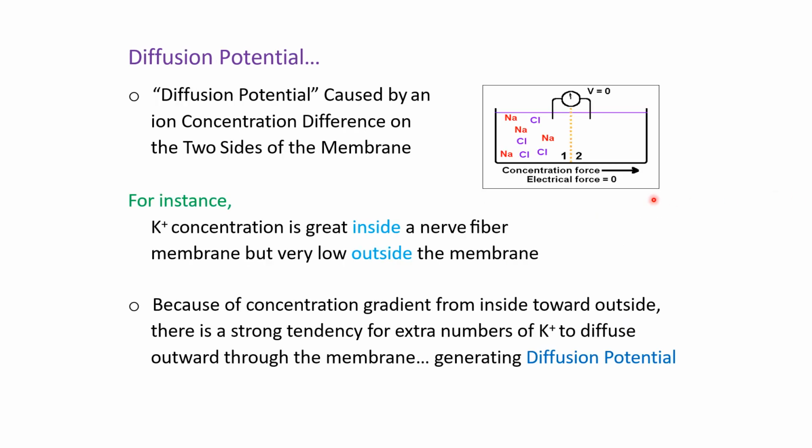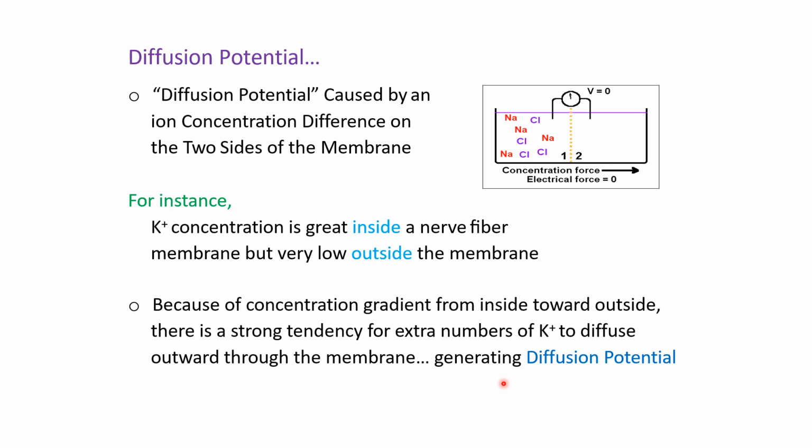So, diffusion potential. It is caused by an ion concentration difference on two sides of the membrane. Okay, so the concentration of ions on two sides of the membrane will produce a diffusion potential. For instance, potassium concentration is great inside a nerve fiber membrane but very low outside the membrane. Because of the concentration gradient from inside toward outside, there is a strong tendency for extra potassium to diffuse outward through the membrane, generating a diffusion potential.